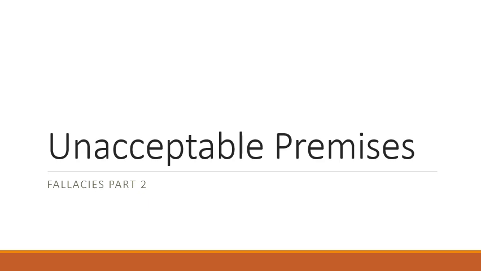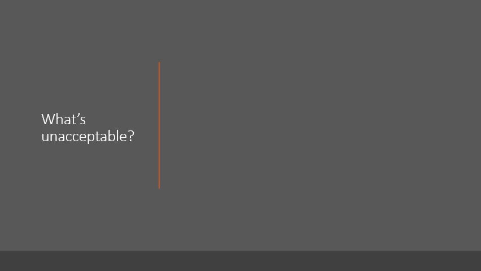So we're going to be briefly talking about fallacies with unacceptable premises here. And we just have 5 to talk about, so it won't take as long as our previous video. So the tricky thing about this section, though, is that what makes the premise unacceptable differs from fallacy to fallacy here. And so there's really 3 categories of unacceptability.